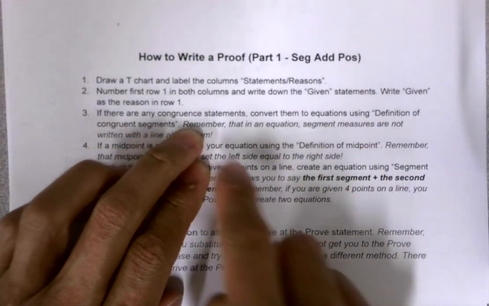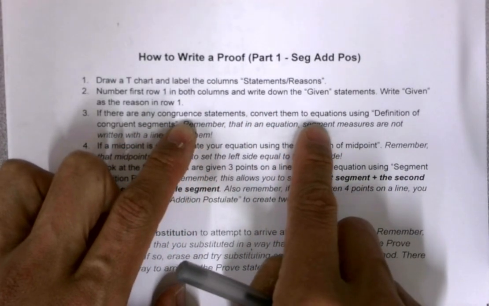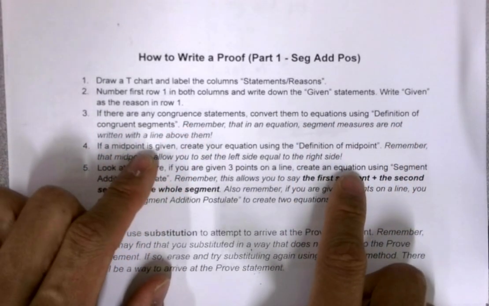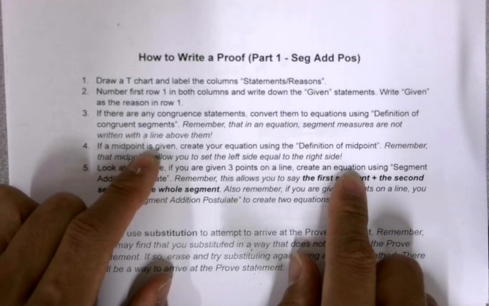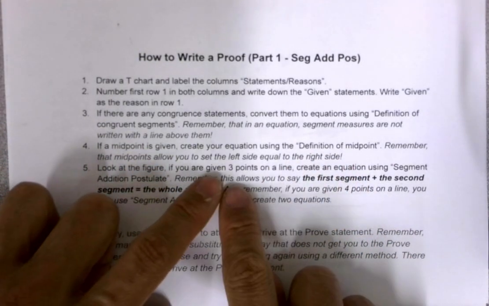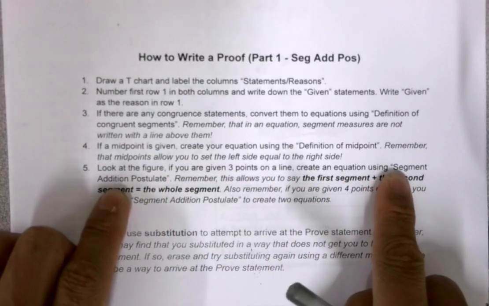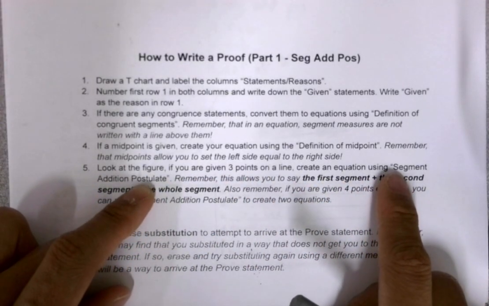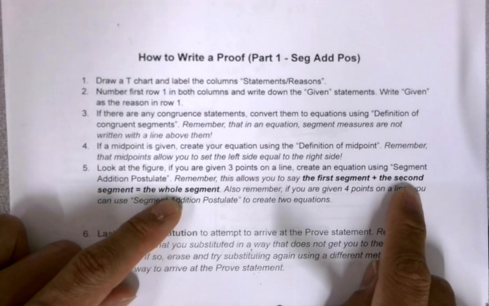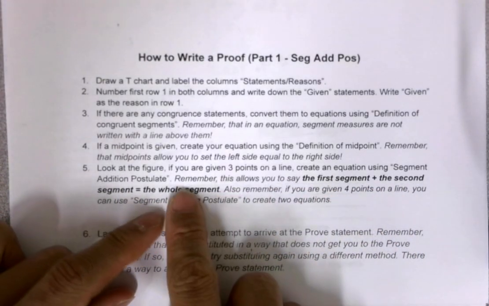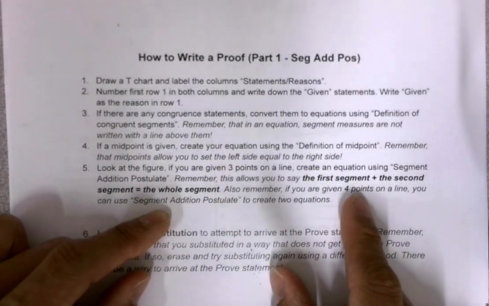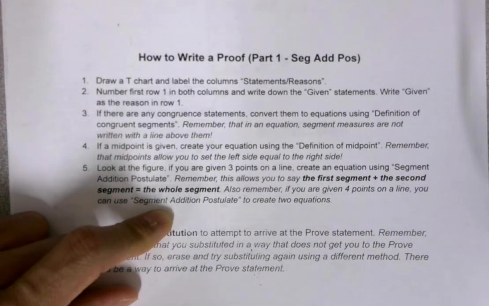The first step is to turn any congruency statements into equations using the definition of congruent segments. Second step is, if any midpoints are given, use the definition of midpoint to create more equations. Third step, if you have 3 points on a line, use segment addition postulate to create more equations. First part of the segment plus second part of the segment equals the whole segment. And remember, if you're given 4 points on a line, use seg_add_post twice, right? First on the first set of 3 points, and then another time on the second set of 3 points.